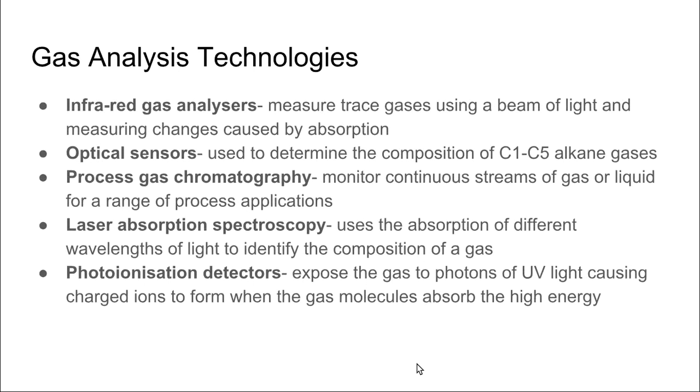In terms of the technologies used for gas analysis, we have the infrared gas analyzers that measure trace gases using a beam of light and measuring changes caused by absorption. Optical sensors are used to determine the composition of C1 to C5 alkane gases. There's process gas chromatography that monitors continuous streams of gas or liquid for a range of process applications. There's laser absorption spectroscopy, which uses the absorption of different wavelengths of light to identify the composition of a gas. And then there's photoionization detectors, which expose the gas to photons of UV light, causing a charged ion to form where the gas molecules absorb the high energy.